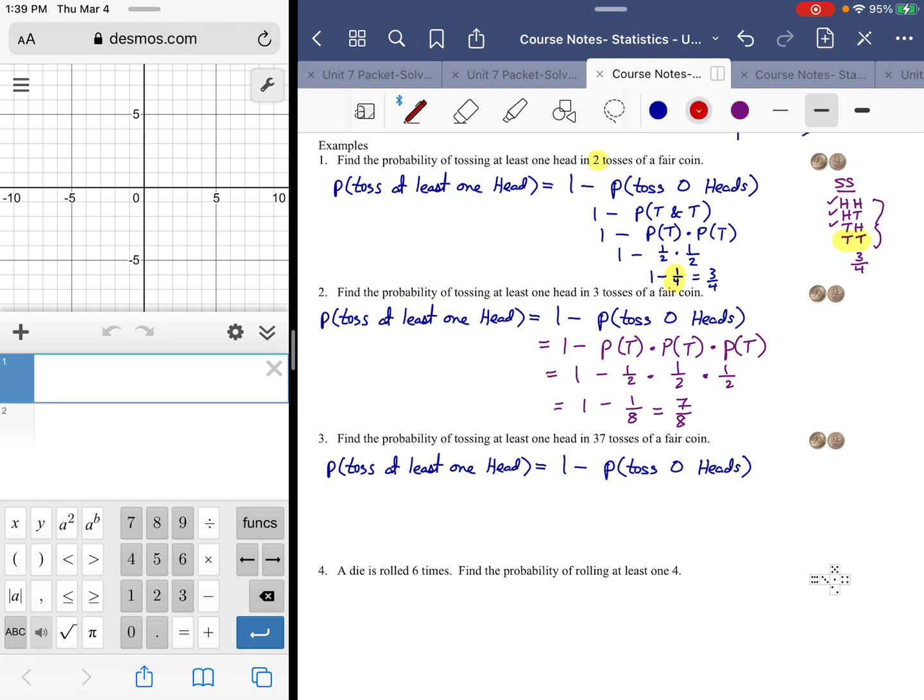However, it's actually not that bad once you realize that the number of multipliers of 1/2 corresponds with the number of tosses of the coin. So 3 tosses gave 3 multipliers, 2 tosses gave 2 multipliers. So you've got to figure 37 tosses is going to give 37 multipliers. So you can kind of cut to the chase here: 1 minus, do you want to write 1/2 times 1/2 37 times? Probably not. So let's write 1 over 2 raised to the 37th power.